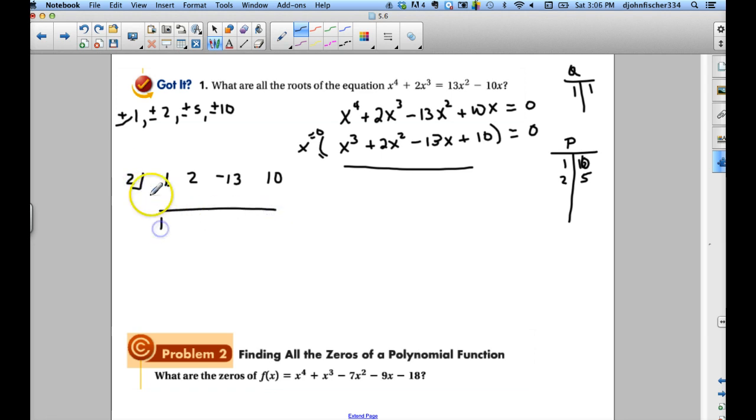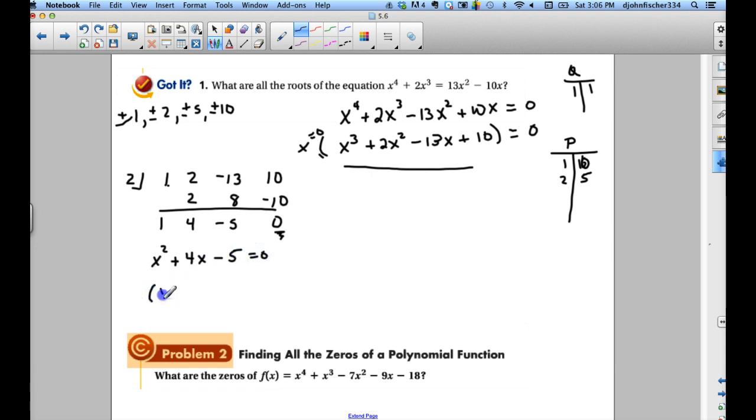We bring down the 1. We're going to have a 2, which is 4, which is 8, which is a negative 5, which is negative 10, which is 0. That was a good guess. So that one worked, but now we're down to x squared. Remember, we started with x to the third. Now we're down to x squared, so this is x squared plus 4x minus 5 equals 0.